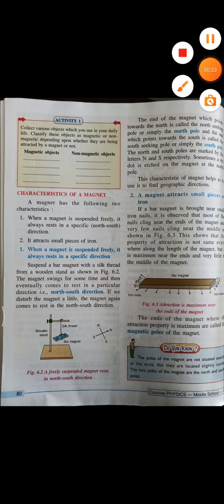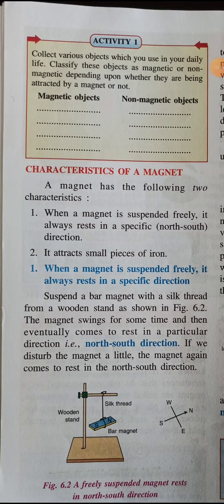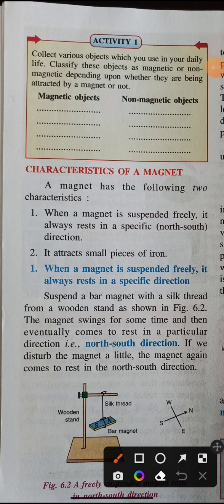When we start this page, at the first only we get an activity. The activity is about the magnetic objects and non-magnetic objects. In the previous video I explained to you what are magnetic substances, means the substances which get attracted towards a magnet, and non-magnetic substances are the substances which do not get attracted towards the magnet. So the activity is about these magnetic and non-magnetic objects only.